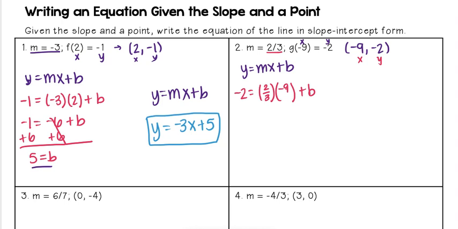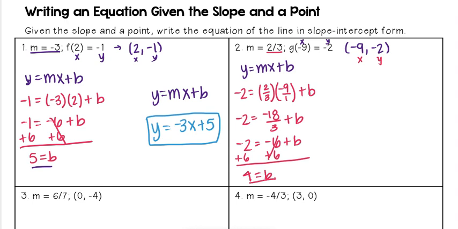So here, my first step is I'm going to go ahead and multiply these together. And so remember, when we're multiplying a fraction with a whole number, I can put a 1 underneath and then just multiply across. And so I get 2 times -9, which is -18 over 3. Well, -18 divided by 3 is really just -6. Then I'm going to add 6 to both sides. And so I get that 4 is equal to b.